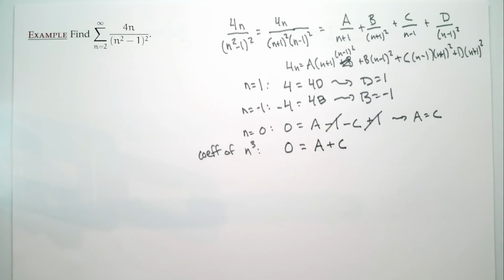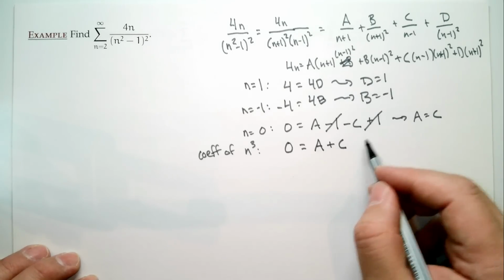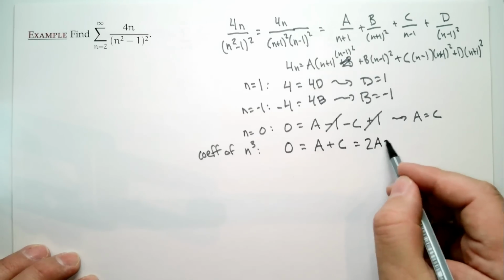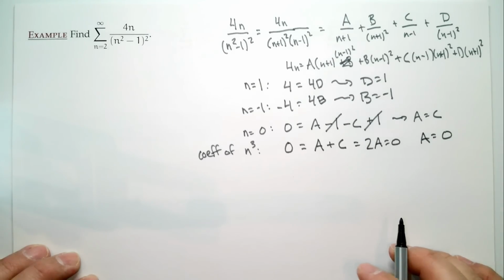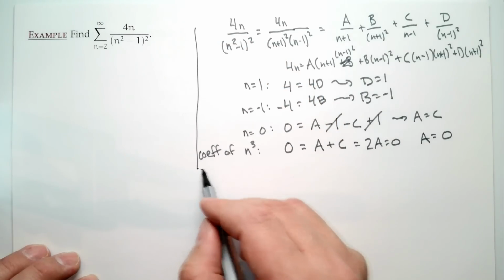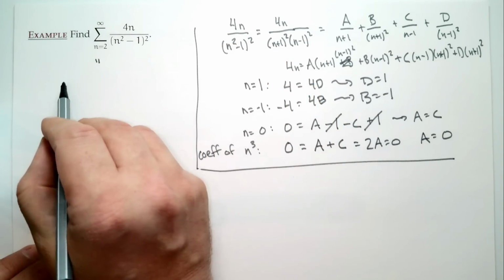So in partial fractions, you do this sort of back and forth. Try good values, try good numbers, and then look at coefficients. But we also know that a and c are the same, but they add to 0. Well, that tells us that 2a is 0, which means that a and c are both 0. That's the partial fractions part. Now, what does this allow us to conclude?